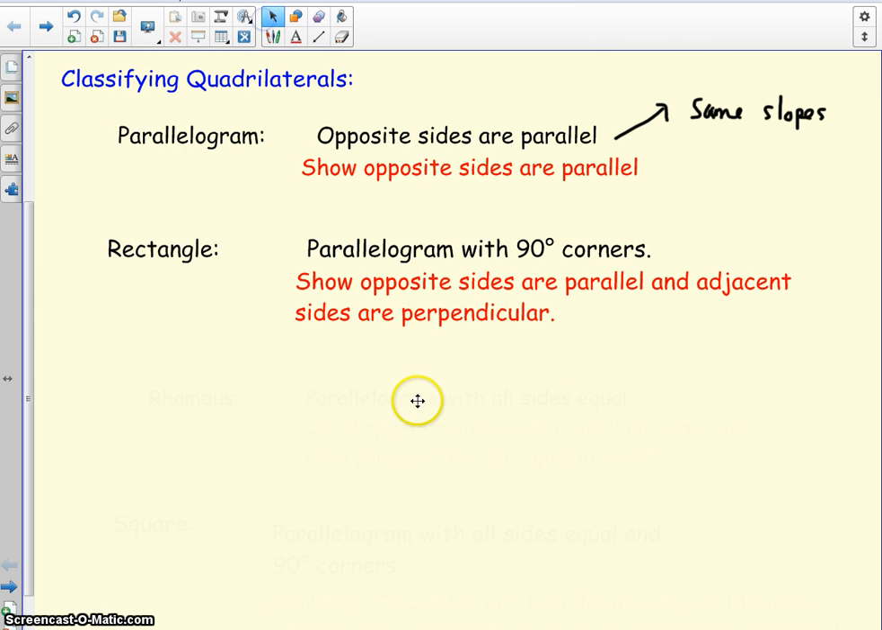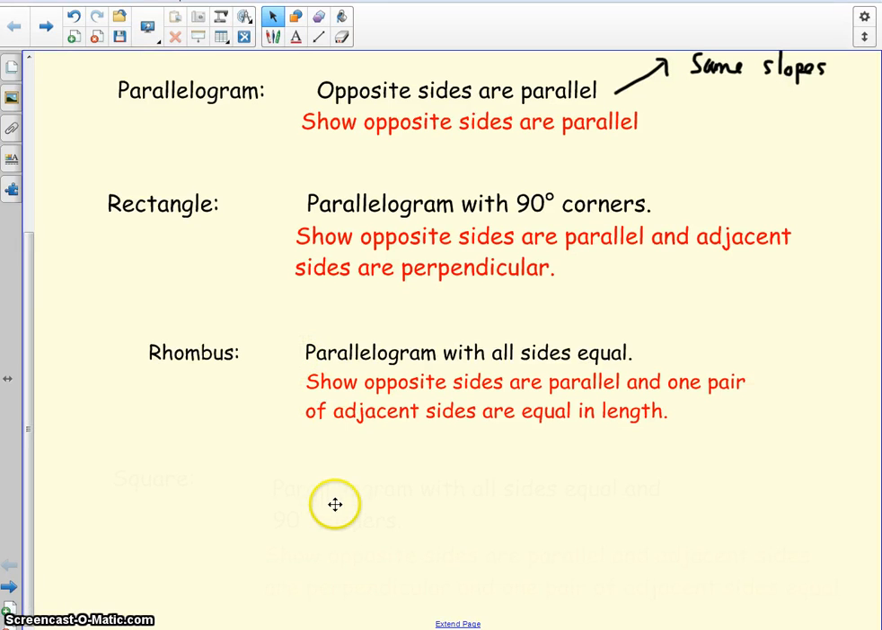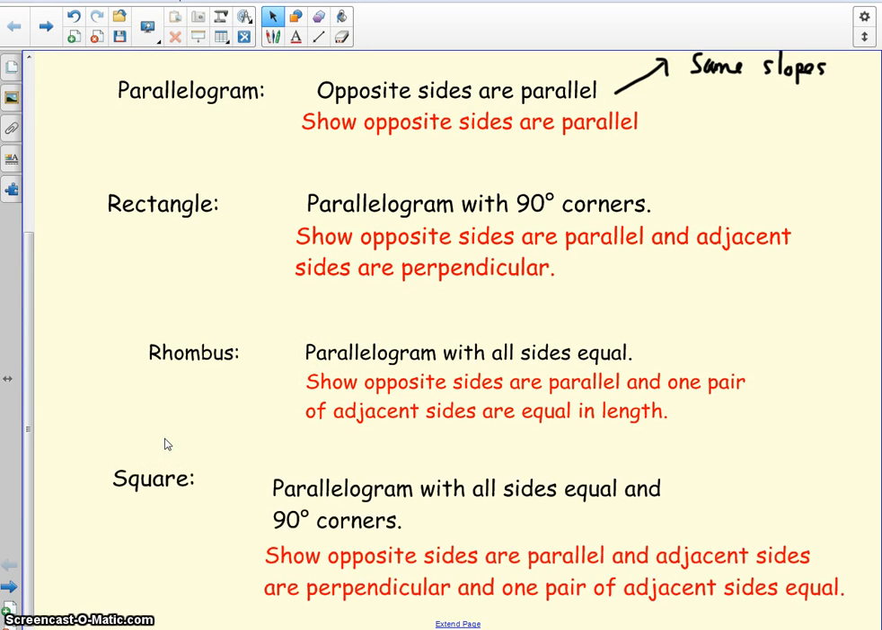Taking a little bit of a step further, we can look at a rhombus. A rhombus is just a special type of parallelogram with all sides being equal to each other. So if we show the opposite sides are parallel, again, we know we have a parallelogram. And if we see that adjacent sides are equal in length, we know we have a rhombus. Okay, so it's again another special type of parallelogram. And then we have a square, and a square is really just a parallelogram with all equal sides and 90-degree angles in it. So we show everything we need to for a rhombus, but then we also have to show that adjacent sides are perpendicular as well.